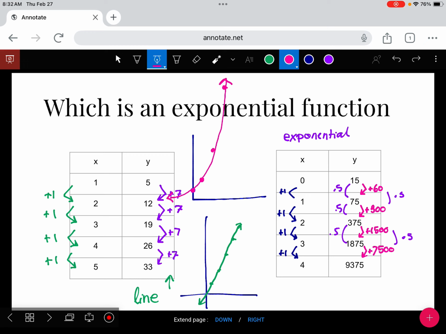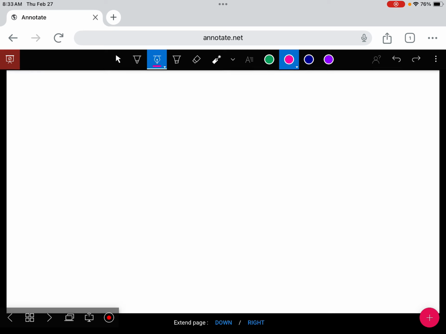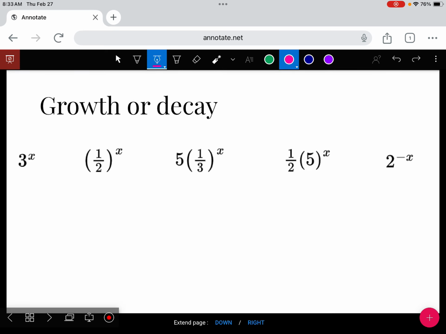So we're going to have a couple of different ways of marking things down. What we're going to look at next is some equations because we technically have two different kinds of exponential functions. We could have something like this where it's growing and getting bigger and bigger and bigger. Or I could take numbers and make them smaller and smaller and smaller. That's called decay. And we're going to look at how to figure out whether something is growing or decaying.